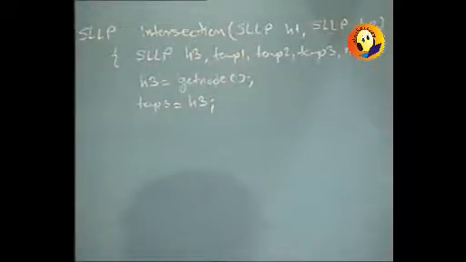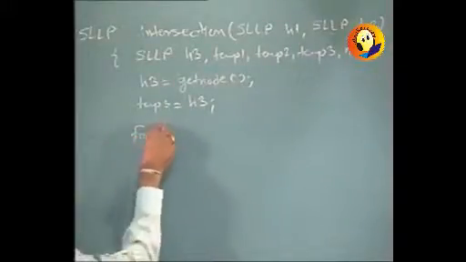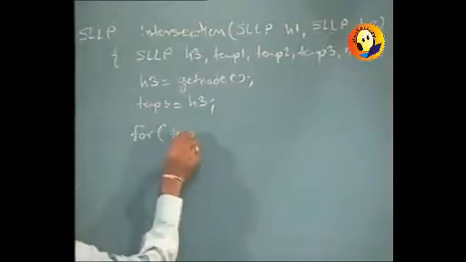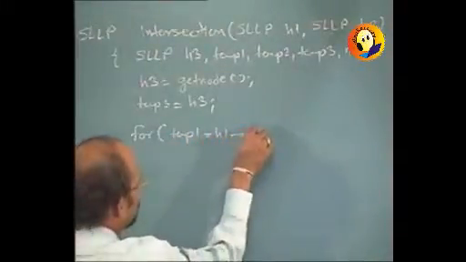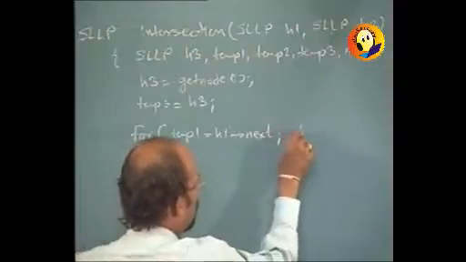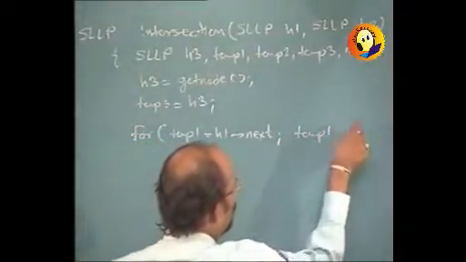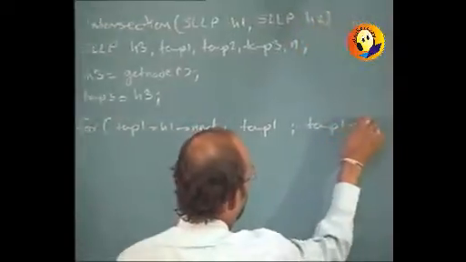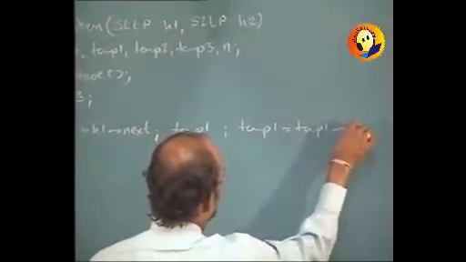Now to take the intersection, you will have to take the first value from the first set, compare it with all the values in the second set. If it matches, then copy it to the third. If there is no matching, then leave that value, take the second value from the first set, compare with all. And instead of writing a while loop, we'll go for temp1 equal to H1 arrow next; temp1 not equal to null; temp1 equal to temp1 arrow next.